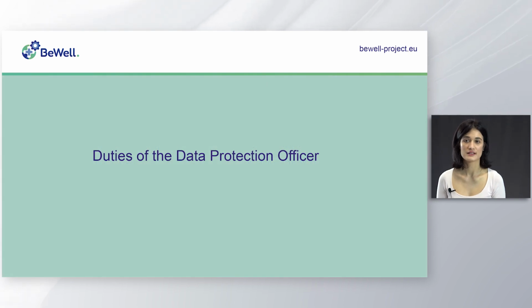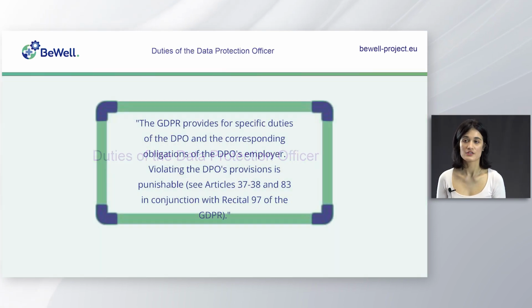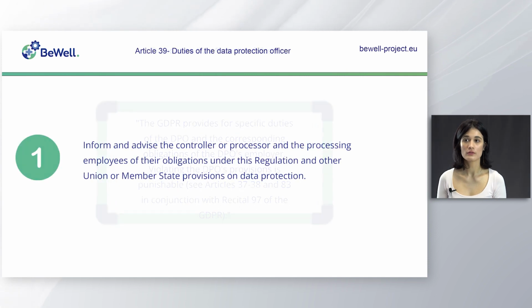The duties of the data protection officer. The GDPR provides for specific duties of the DPO and the corresponding obligations of the DPO's employer. Violating the DPO's provisions is punishable. Article 39. Duties of the Data Protection Officer.